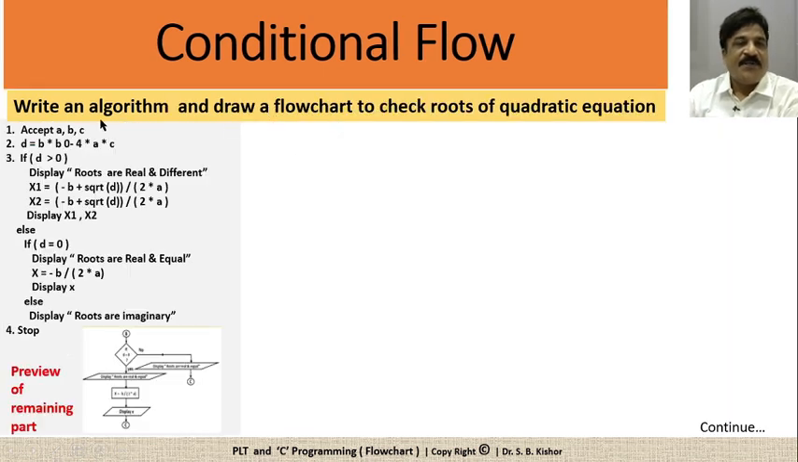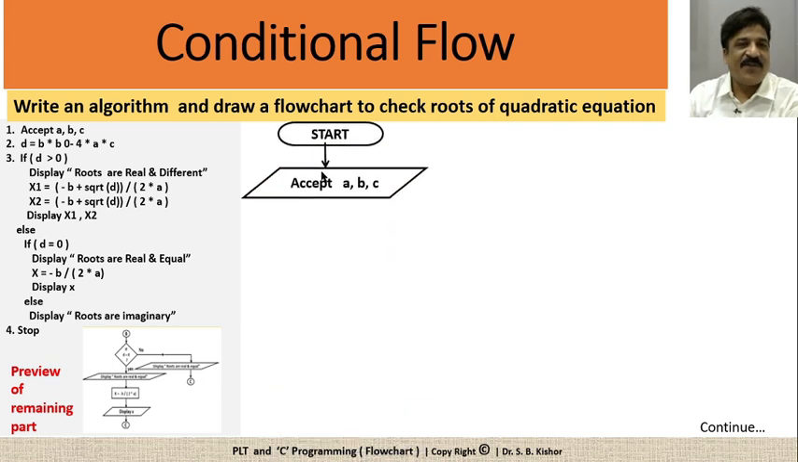Now write an algorithm and draw a flowchart to find the roots of a quadratic equation. This is an algorithm. So what is ABC? A, B, C are the coefficients, and we have discussed all these things during our algorithm, so I am not repeating them. Our basic purpose here is to draw a flowchart, nothing else. So accept the values of A, B, C. Remember the symbol that you need to use in order to accept the values.